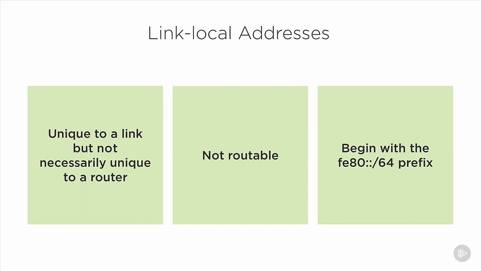Link local addresses begin with the FE80:/64 prefix. Now, by the way, RFC 4291 actually reserves FE80:/10 for link local, but in practice, link local addresses all begin with FE80:/64.